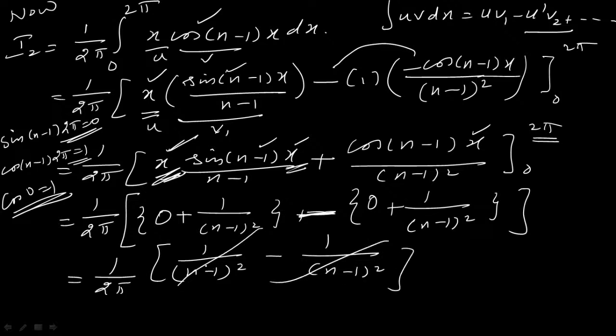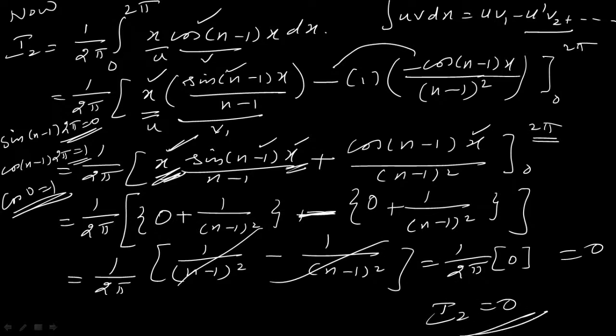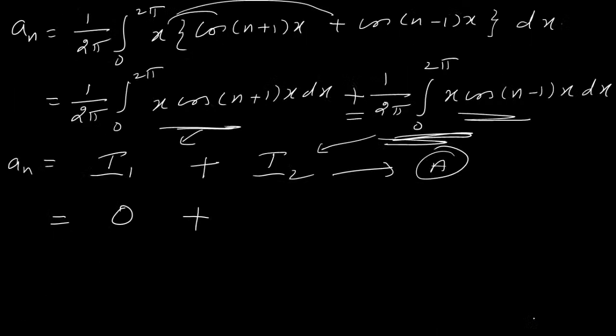What happens? These two are same in magnitude, opposite in sign. So both of them are cancelled. So you get 1 by 2 pi of 0. That is the value of I2, we get the value 0. So let me substitute in equation A. So I1 is also 0 and the value of I2 is also 0. So here an is equal to 0.